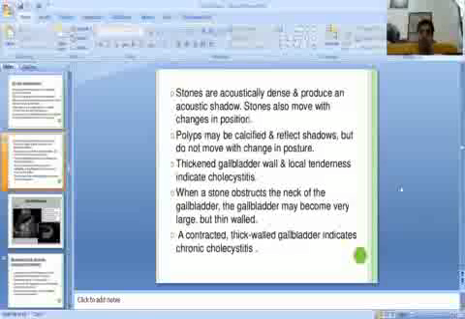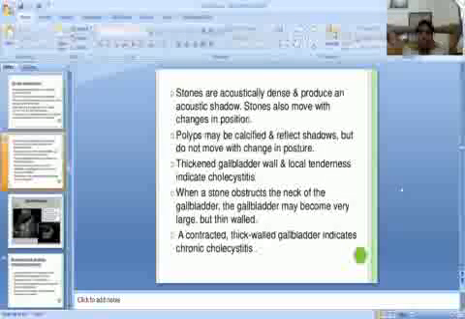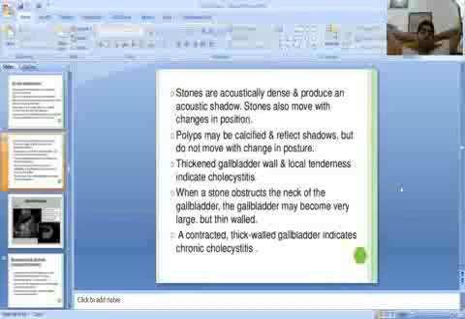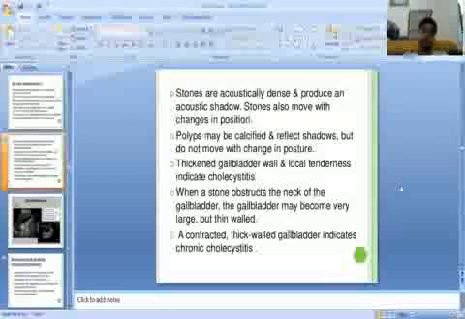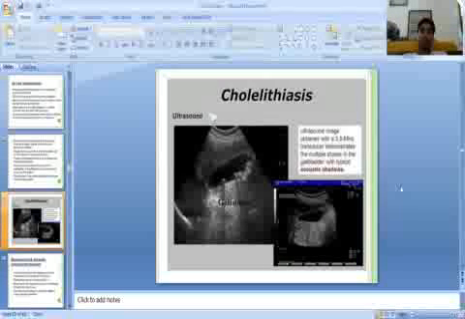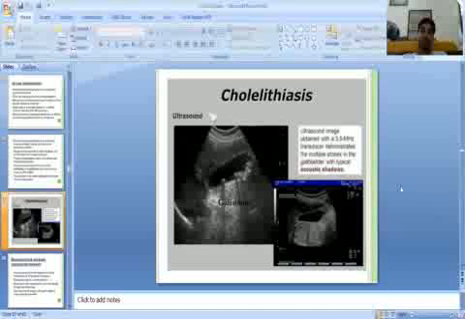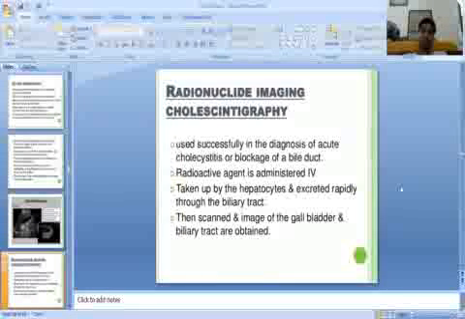Thickened gallbladder wall and local tenderness indicate cholecystitis. When a stone obstructs the neck, the gallbladder may become very large but thin-walled. A contracted, thick-walled gallbladder indicates chronic cholecystitis. This is the USG of cholecystitis, gallstone, and gallbladder.